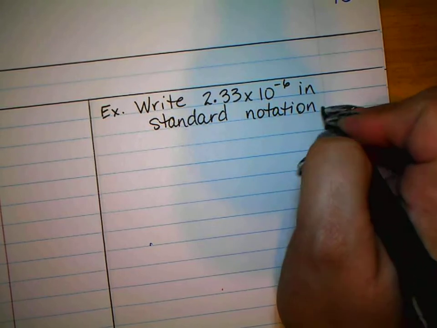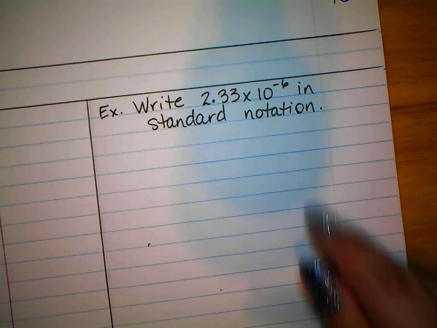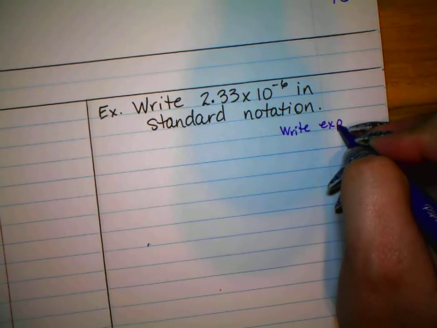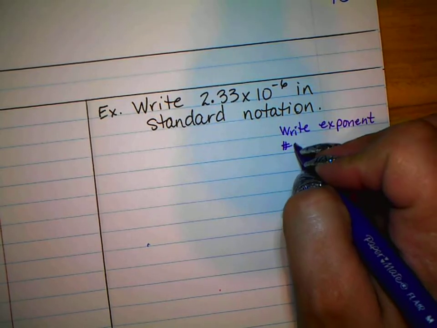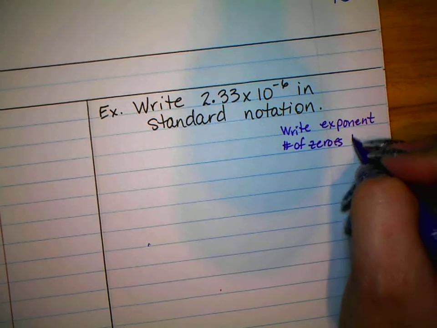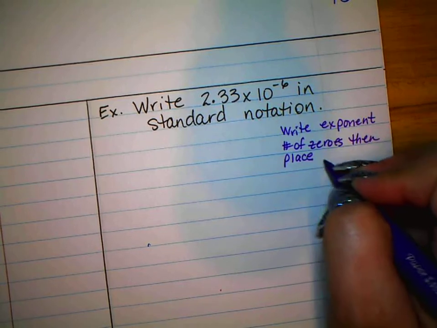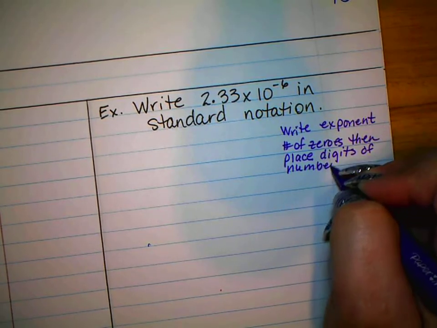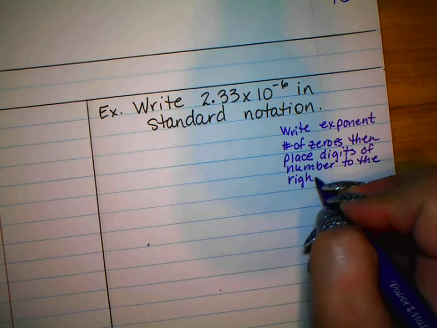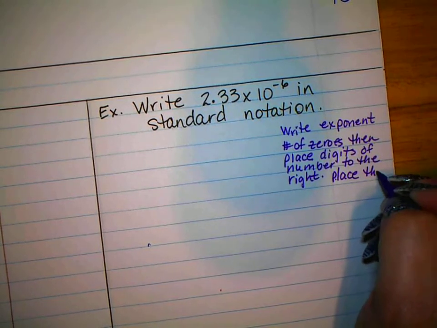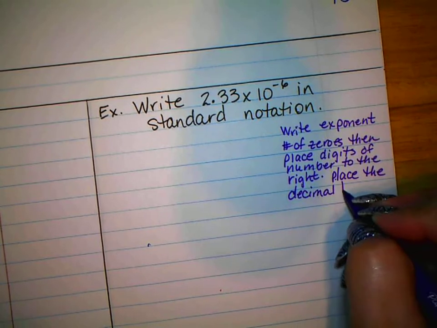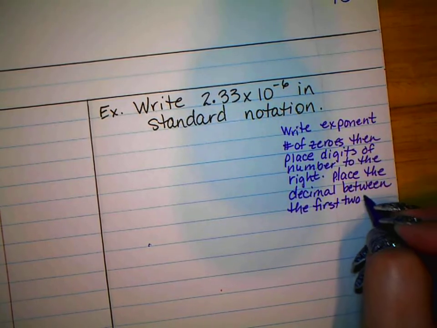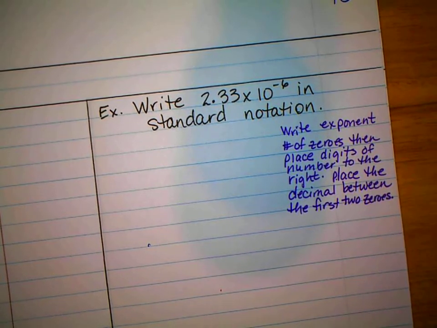And before I get into this, I'm going to add some notes here on the side for you. You're going to write the exponent number of zeros, then place the digits of the number to the right of the zeros. You will place the decimal between the first two zeros. This is how I learned it. This is how I teach it. Don't guarantee that this is the way it is in the book.